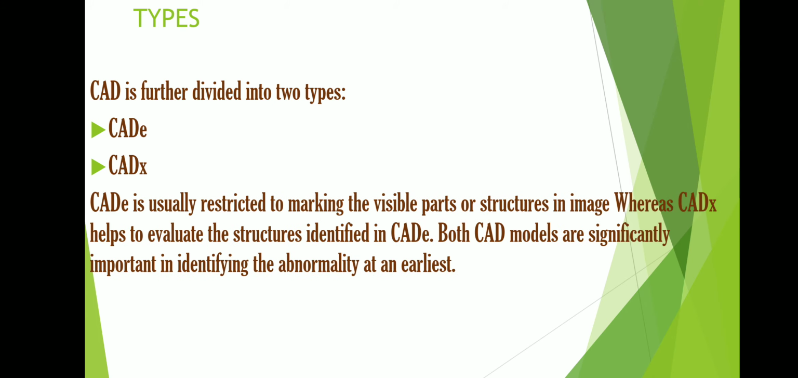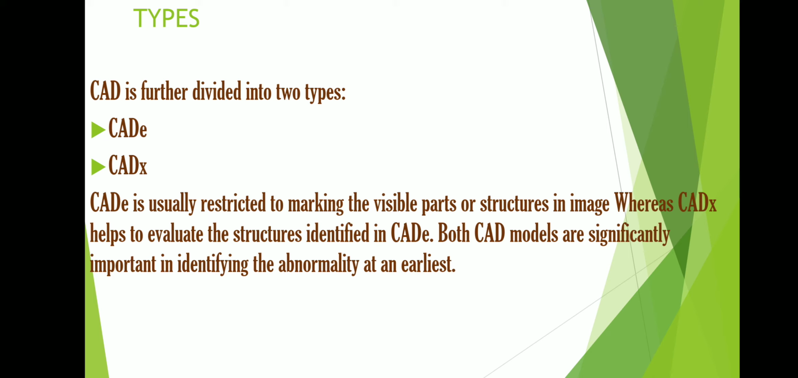Basically CAD-E is restricted to marking the visible parts or structures in the image. So what is the function of CAD-E? The CAD-E part of CAD works just to mark the suspicious part. That's all. Whereas CAD-X helps to evaluate those structures which have been identified by CAD-E. That is, CAD-E will simply mark the area and CAD-X will characterize that area which has been marked by CAD-E.